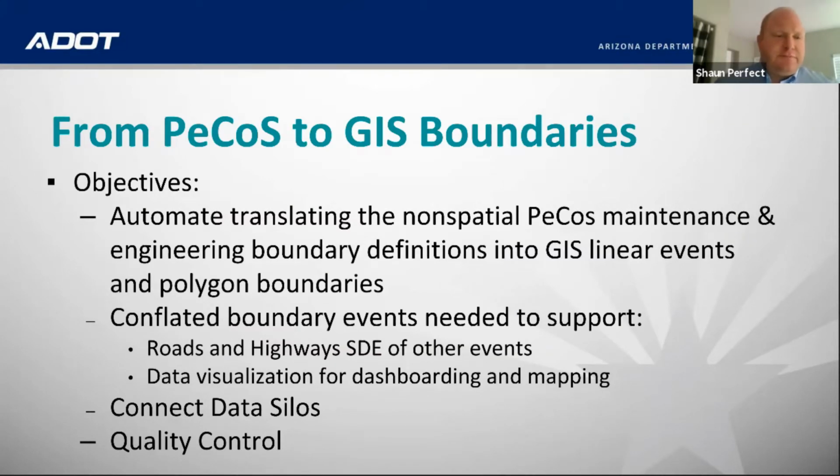Some objectives with this project: we wanted to automate the translation of the non-spatial PeCoS maintenance and engineering boundary definitions into a GIS layer, which we support through our roads and highways integration. And within that, we wanted to support data visualization for dashboarding and mapping, which Sage and John just went through.